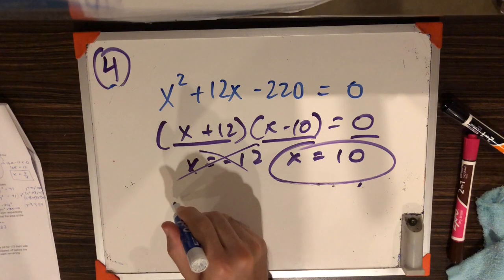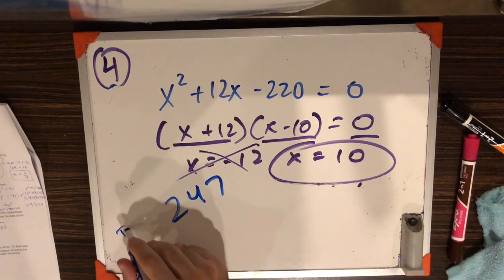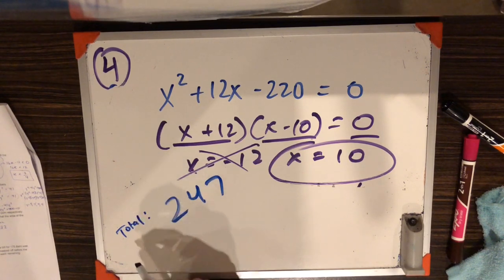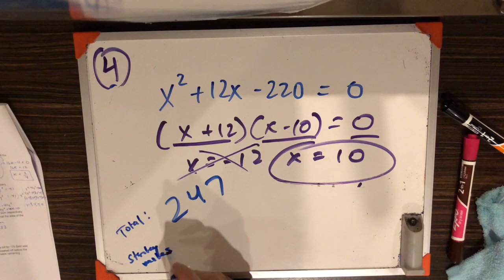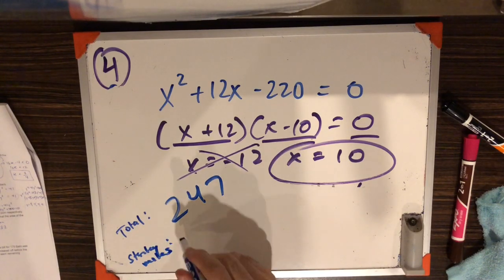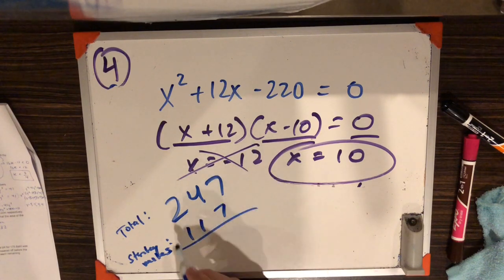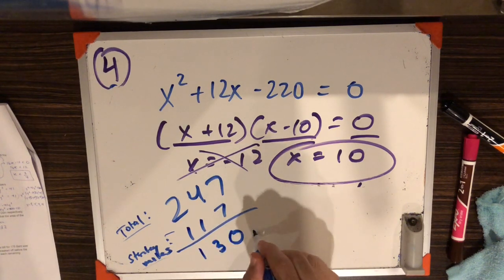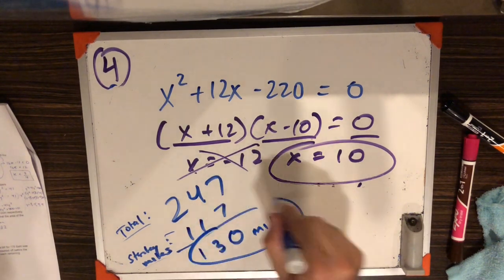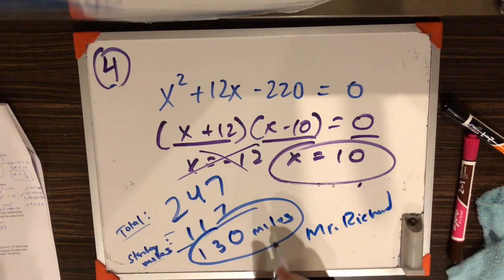Now, if I know that there are 247 miles in total, right? And I just figured out that Stanley's miles were 117. Okay, I can subtract Stanley's miles from the total, and I end up getting 130. So 130 miles represents Mr. Richard's total number of miles that he rode.